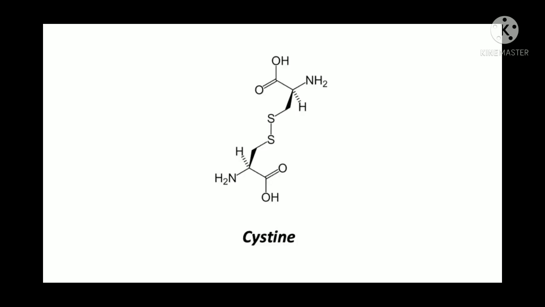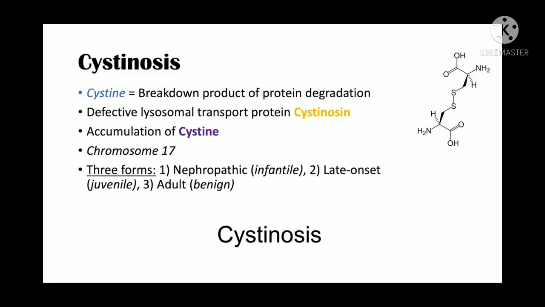Cystinosis is due to cysteine. Cysteine is a breakdown product of protein degradation. This condition is essentially due to a defective lysosomal transport protein known as cystinosin. Cystinosin is an exporter, and it exports cysteine. If we're not able to export the cysteine through cystinosin, we can get accumulation of cysteine, and this condition is due to a mutation on chromosome 17.